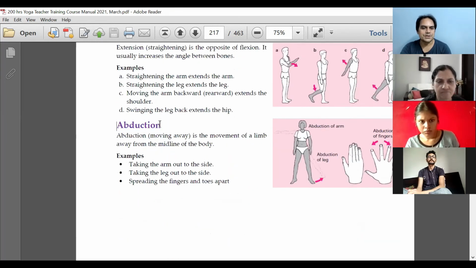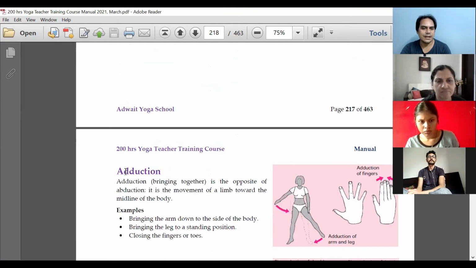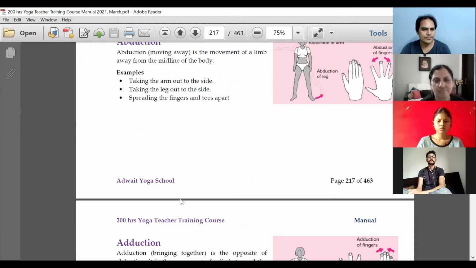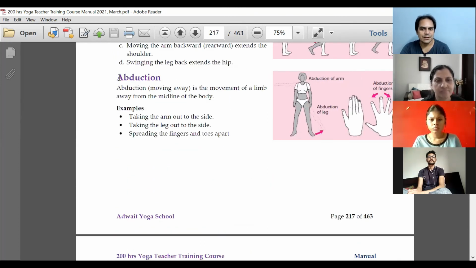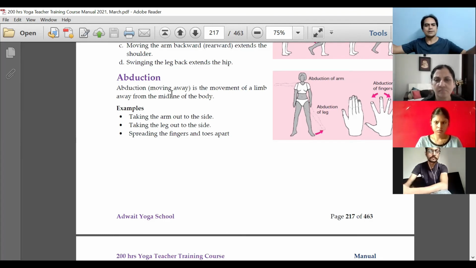Now comes abduction and adduction. There are two terms, abduction and adduction. So abduction is taking apart. When you practice some asanas lying on your back and you take your legs apart, scissoring, when your legs go apart, that's called abduction. And when your legs come closer, that's called adduction.